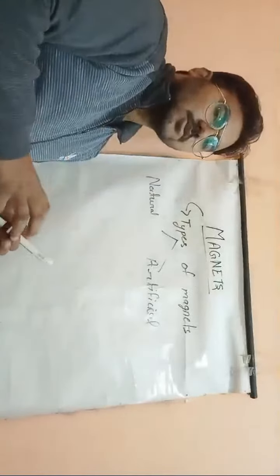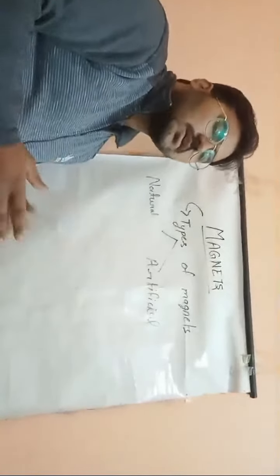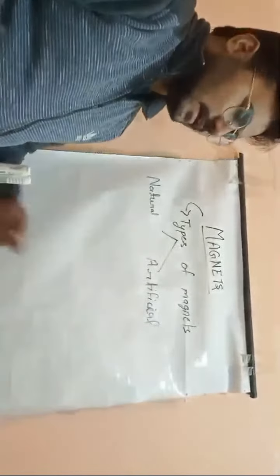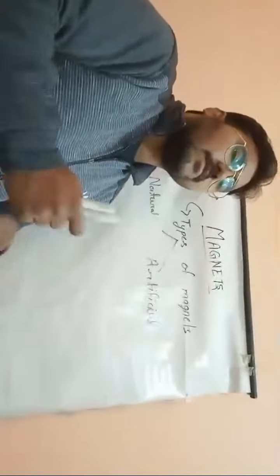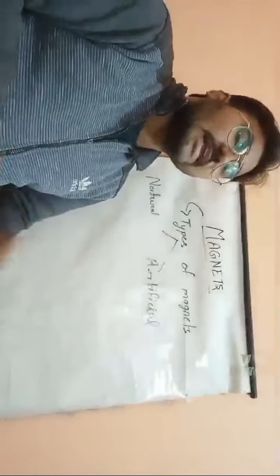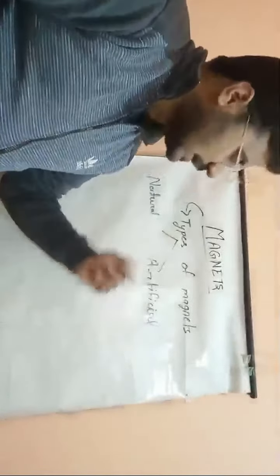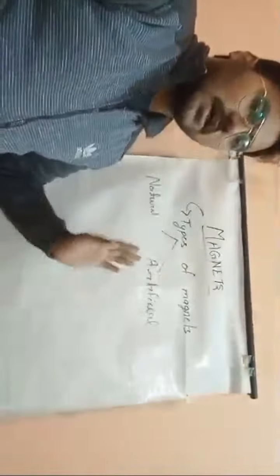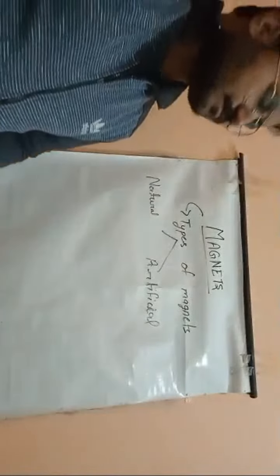What is in it? Magnetism. So is it natural? No, that is not natural, that is artificial. It is for some time. Okay. With the help of electricity we can create magnetism, that is also artificial. So there are two types of magnets: natural magnets and artificial magnets. I hope this point will also be clear.